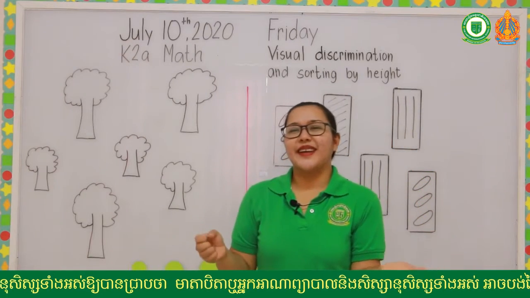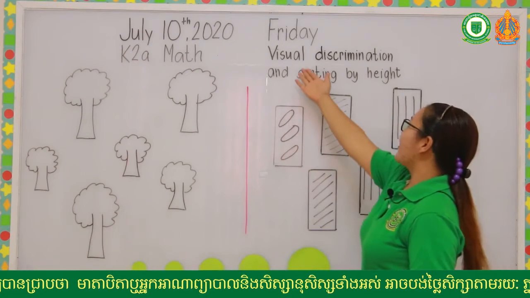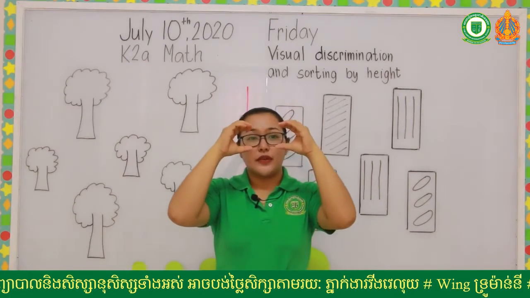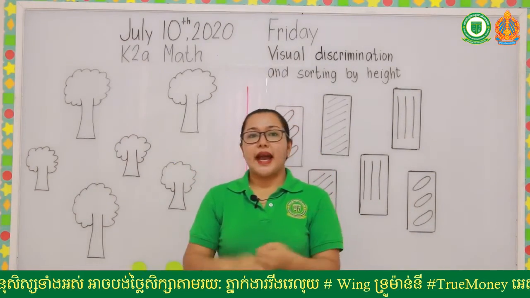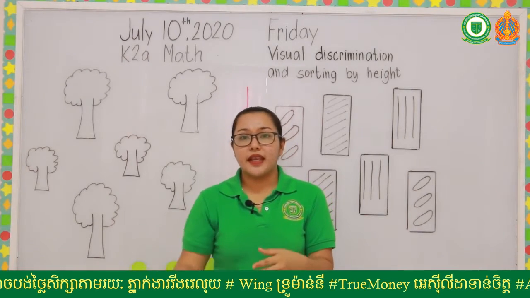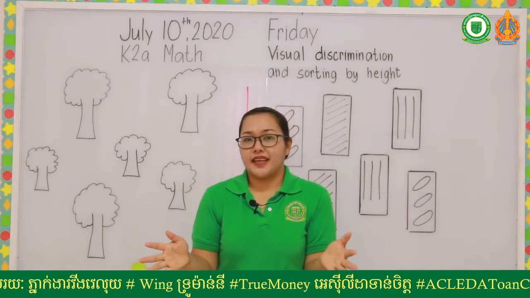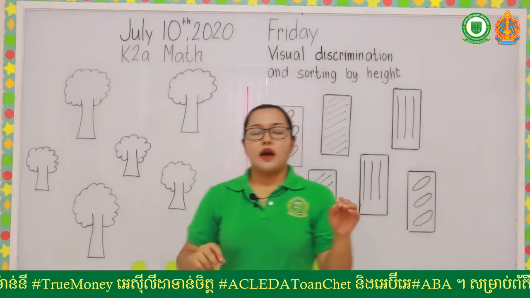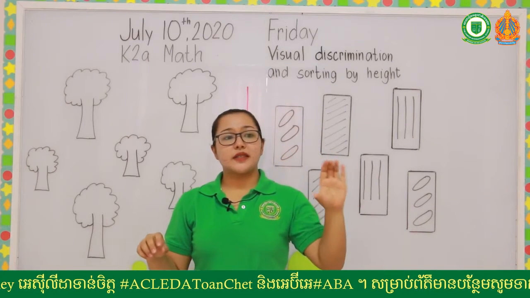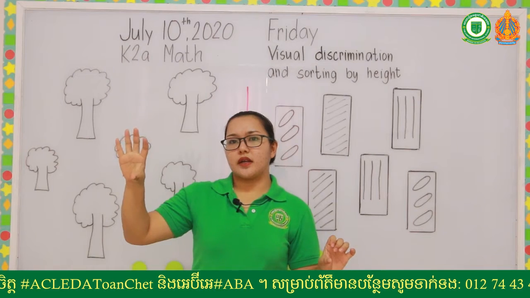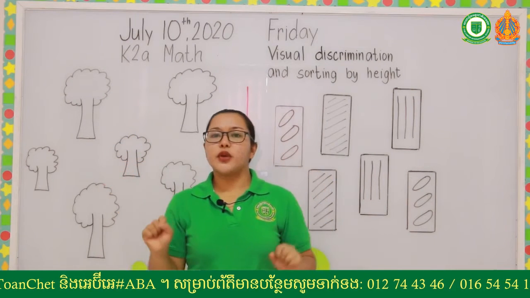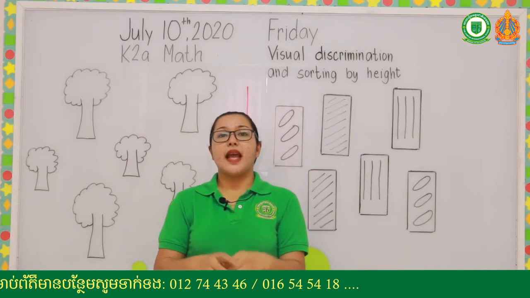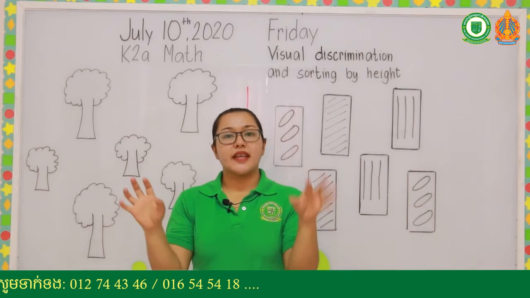What's that, teacher? What do you mean? Okay, when we say visual discrimination, it is to identify the things that you can see. It's either by color, by height, by quantity, how many, and many more. That's too much for you to take, right? So don't worry, I'll help you kids. And sorting by height means which ones are short and which ones are tall.